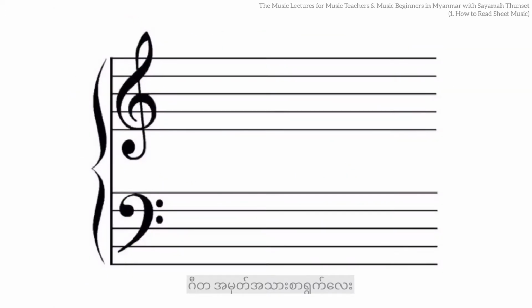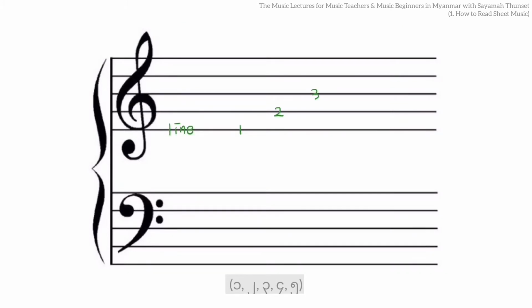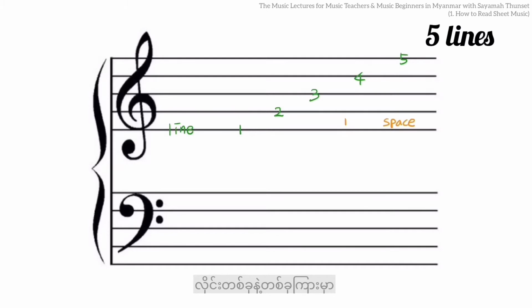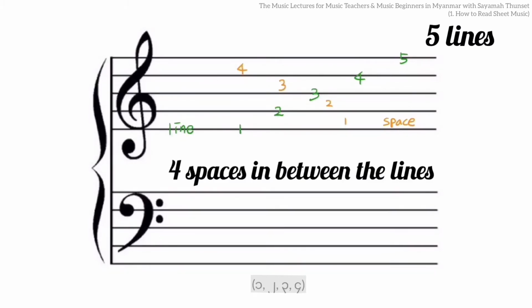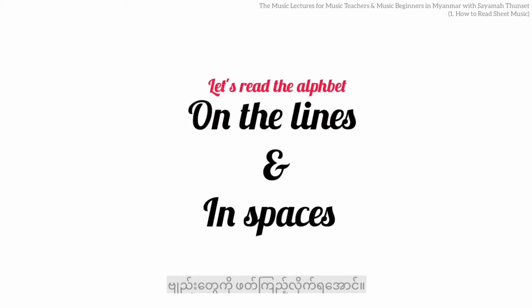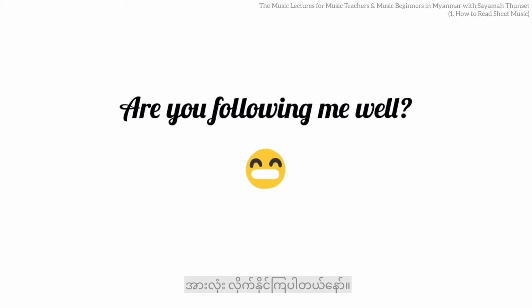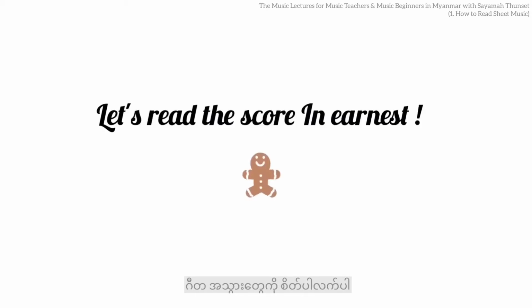Now let's look at the sheet music. Sheet music has 1, 2, 3, 4, 5 lines, and there are 1, 2, 3, 4 empty spaces in between the lines. Let's read the alphabet that is written on the remaining spaces. Are you following me well? So far, it is the warming up stage. Let's read the score in earnest.